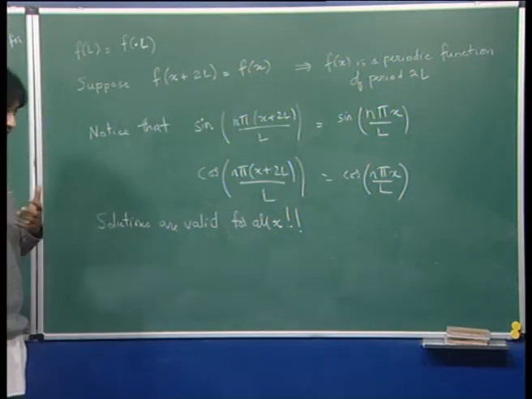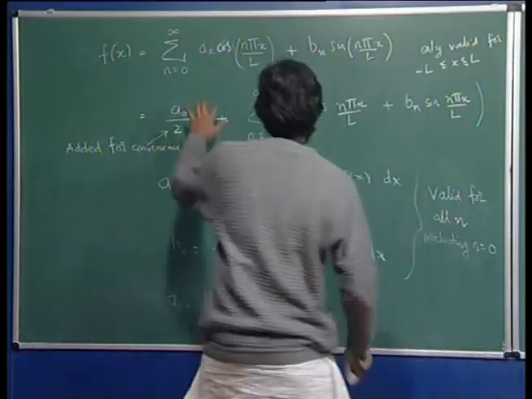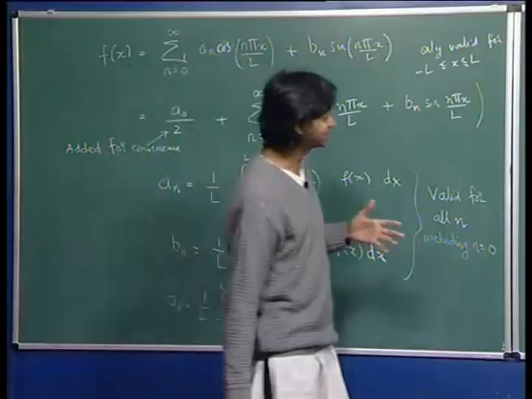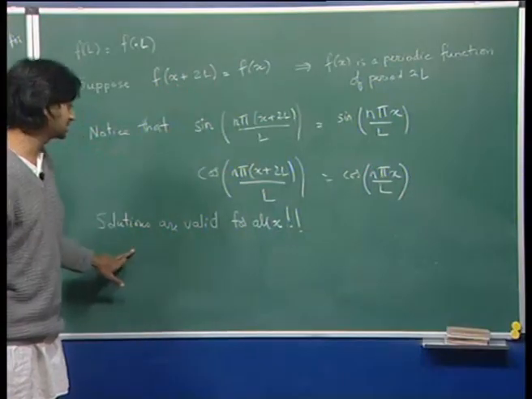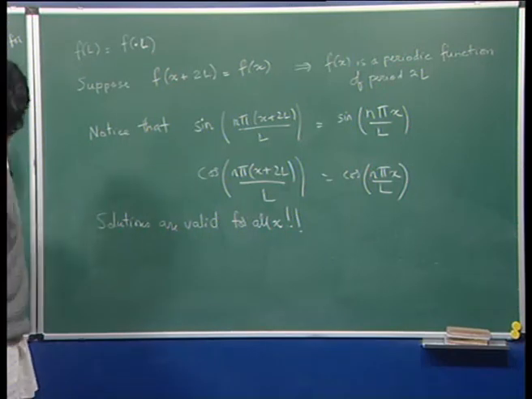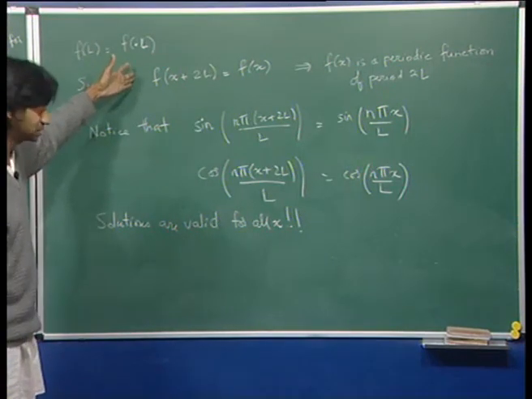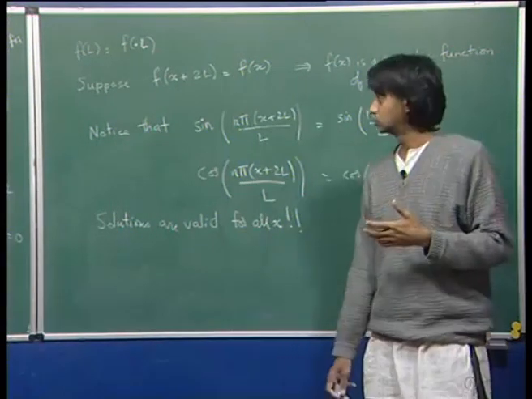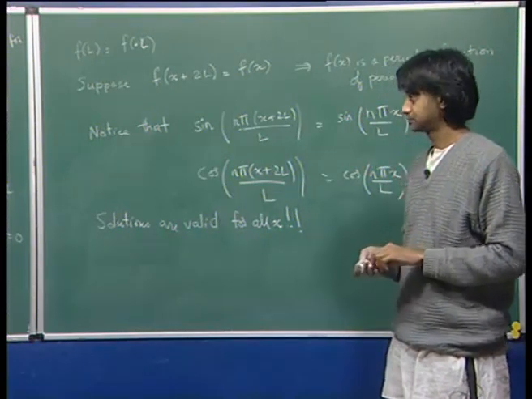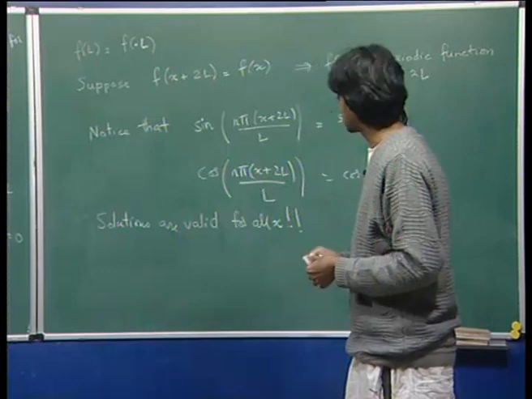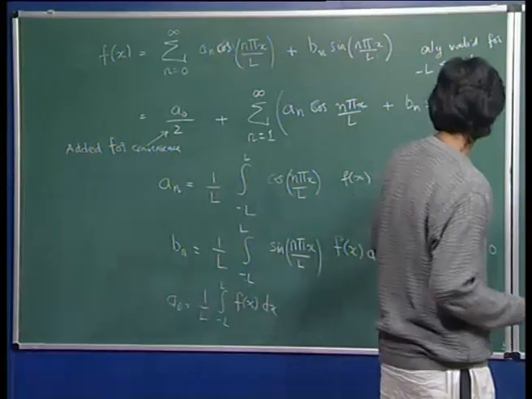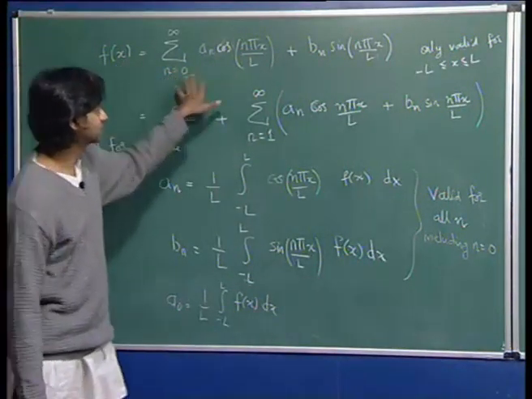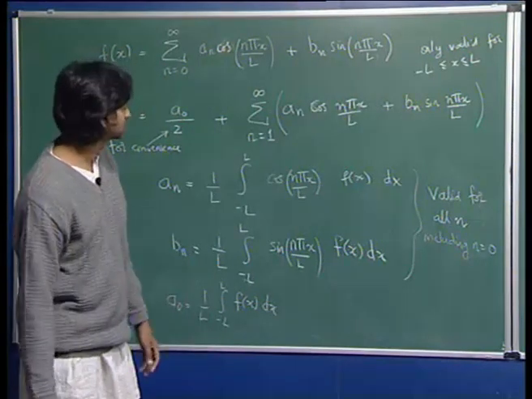So, the point is we started with this expansion which was only valid for minus L less than or equal to x less than or equal to L, and then we said that if your function was periodic, then the solutions are valid for all x. If your function is not periodic, then it is only valid for this range, but if your function is periodic, this is valid for all x, and this is what is used to motivate the Fourier series. So, this is called the Fourier series for periodic functions. If f is a periodic function of period 2L, then you can write it in the form of this Fourier series.